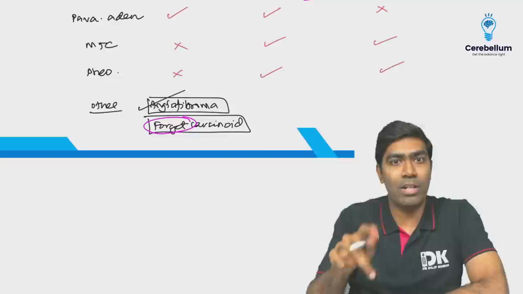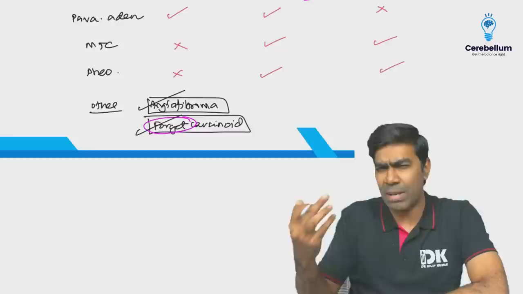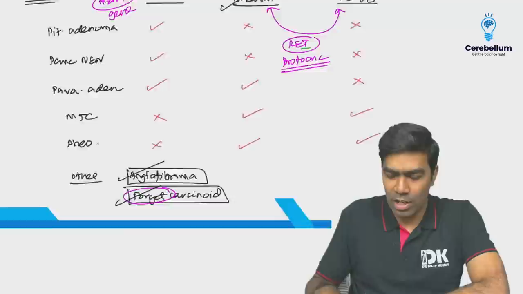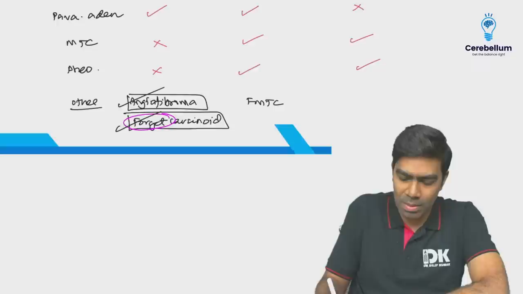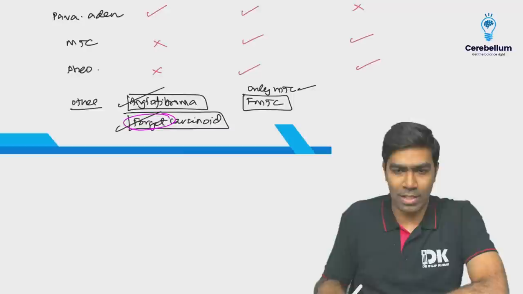These are very important. But apart from that, they can develop collagenomas, lipomas, and so many other tumors, which is not important. And what about your MEN2A syndrome? MEN2A has two other subdivisions. One is called FMTC, familial medullary thyroid cancer, where the patient will have only MTC, no other feature of MEN2A.